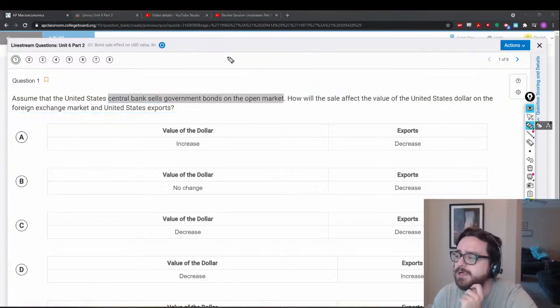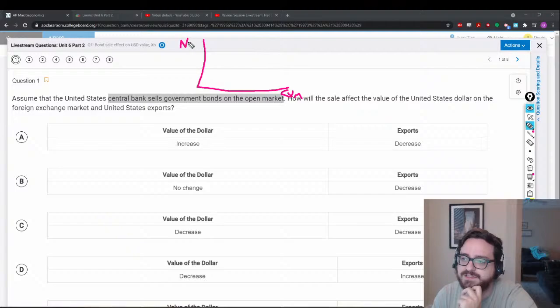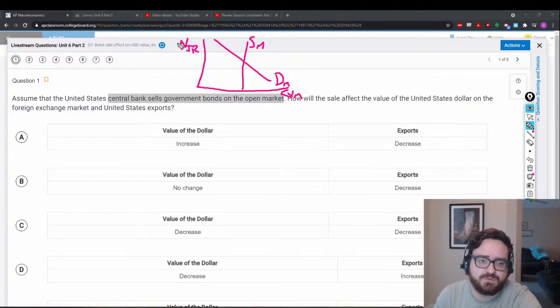This is a money market graph problem that then goes into a Forex graph problem, and it's a multiple choice question, which is awesome. So my money market graph looked like this. Supply of money, demand of money. Quantity of money is the X. It's a very scrunched up Q. Nominal interest rate is the Y.